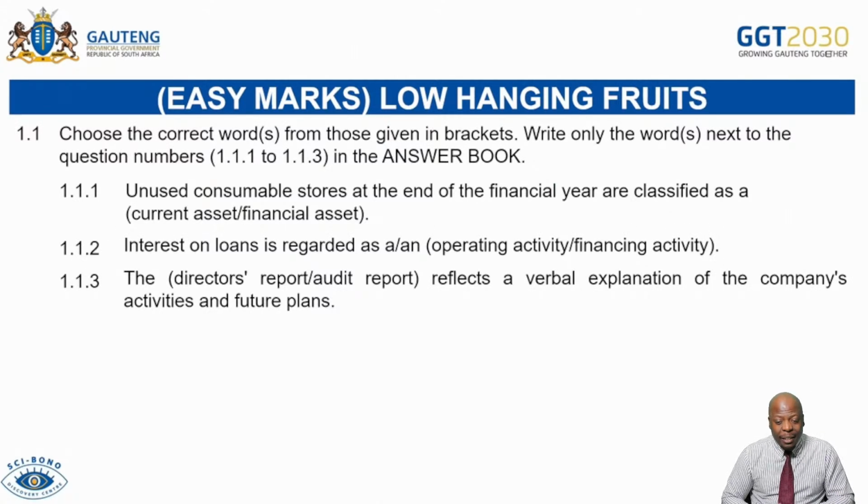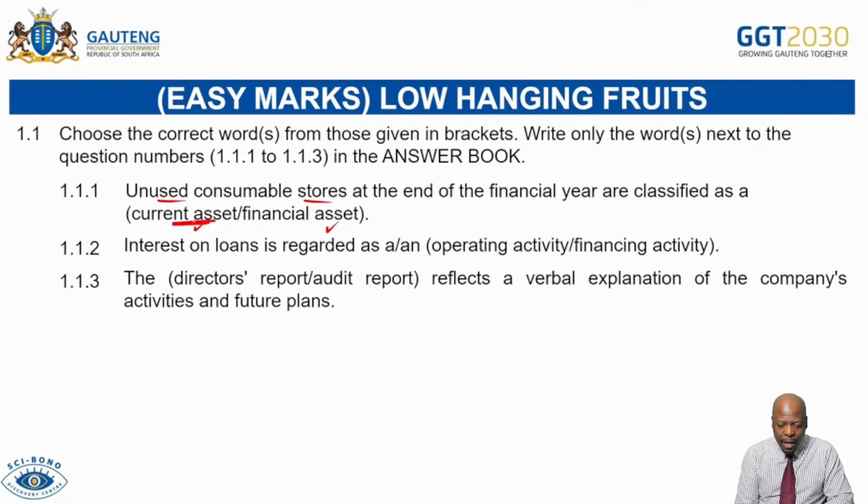To begin with today, I have this question. These are questions that we find very often in these question papers, and I encourage you to go through these questions as you can pick easy marks from these questions. So in this one, it says choose the correct words from those given in brackets, right? Only the word or words next to the question numbers. And then we have 1.1.1 up to 1.1.3. The first one reads, unused consumable stores. So we have unused consumable stores at the end of the financial year are classified as, so you must choose between current assets and financial asset.